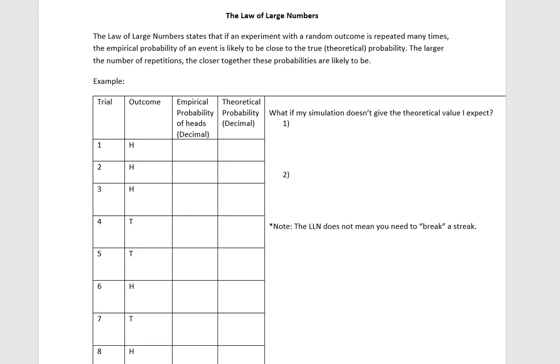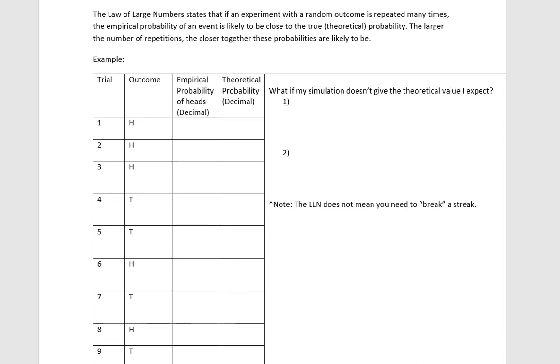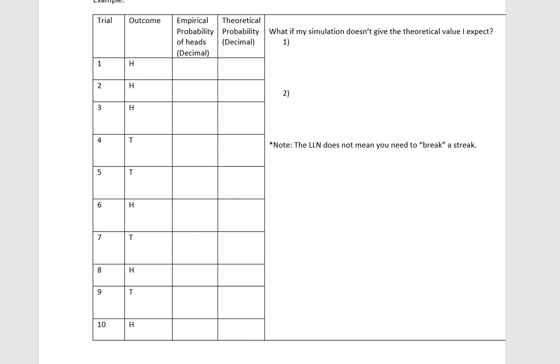Now, the law of large numbers says that if we do an experiment with a random outcome many, many times, then the empirical probability is going to get closer to the true theoretical probability. So let's go ahead and look at this. Let's say that we flip a coin. We want to look at the probability that we get heads. So the theoretical probability is always going to be 0.5. It's always 50%.